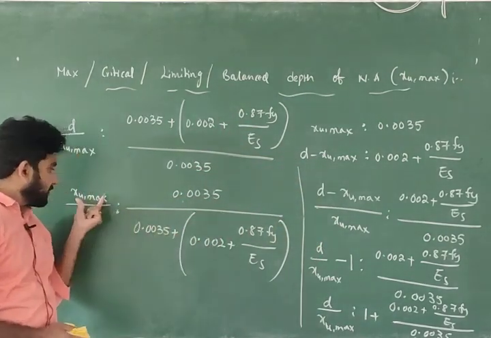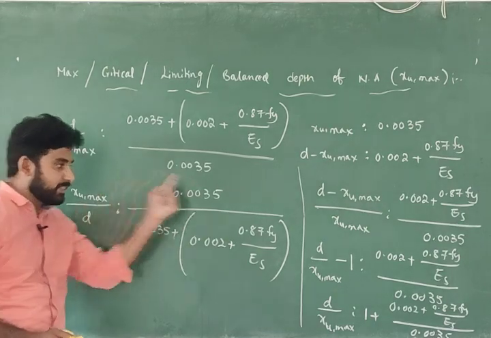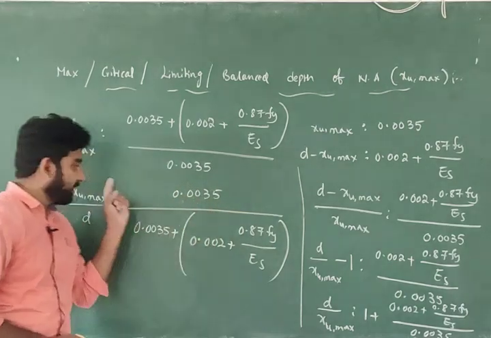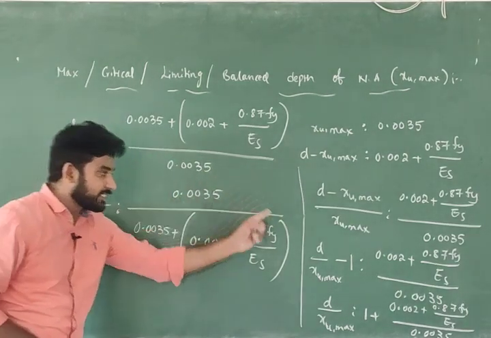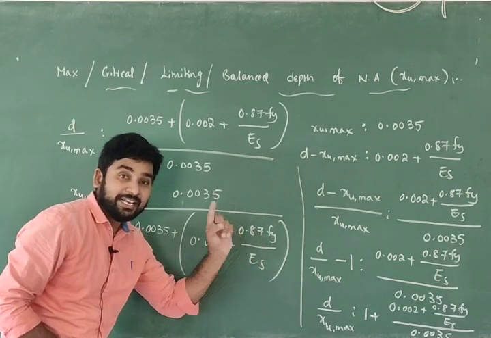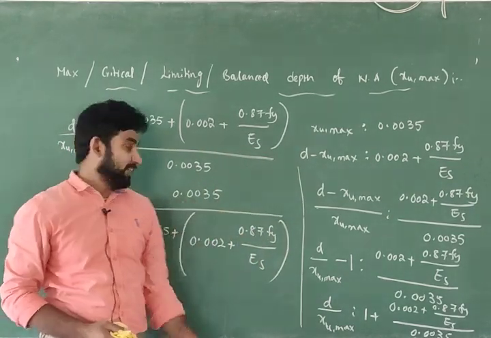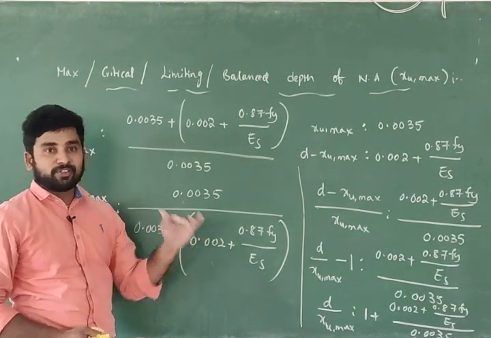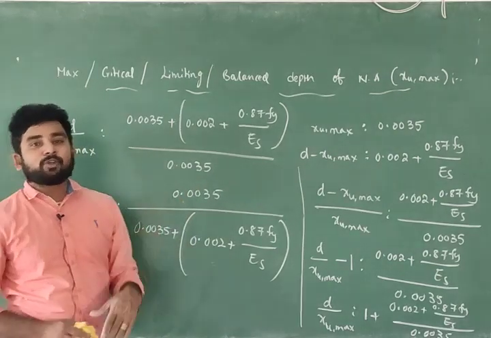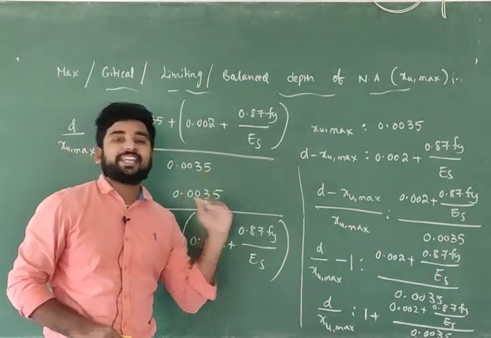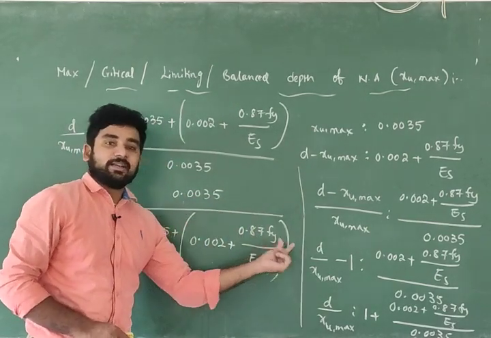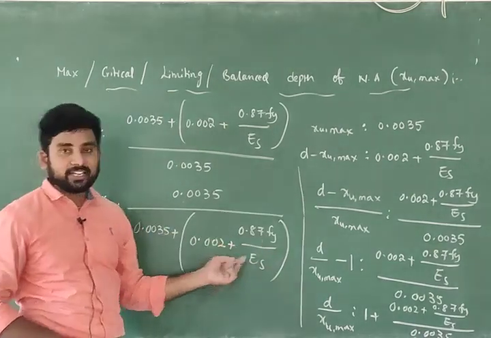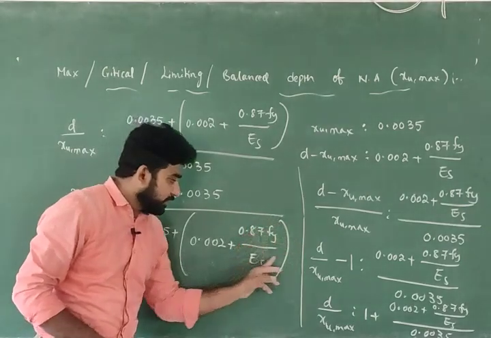If you see, the maximum depth of neutral axis depends on which one? Grade of steel. There is a 1 mark bit: the maximum depth of neutral axis is dependent on grade of steel. It is independent of grade of concrete. Here there is no concrete term, that is fck, used anywhere. In a competitive exam, the maximum depth of neutral axis is dependent on dash: grade of steel, grade of concrete, or both, or none. So what is our answer? Depends on grade of steel.